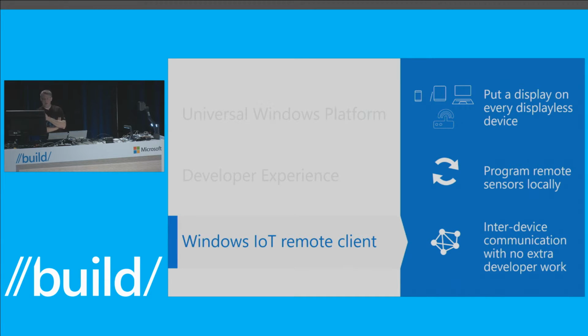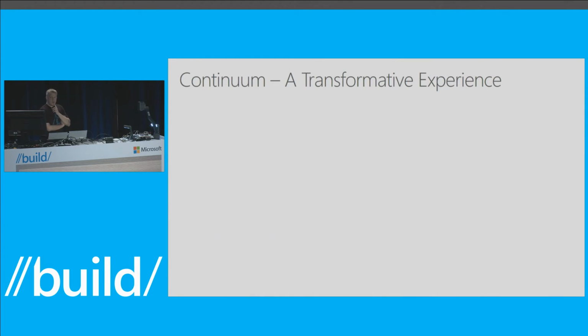So now let's talk about the Windows IoT remote client. Three key messages here. We're putting a display on every displayless device. You can program remote sensors locally, and you can have inter-device communication with no extra developer work. What does that mean? Well, before we talk about the Windows IoT client experience, let's talk about Continuum, because it sets the context for what we've developed here.